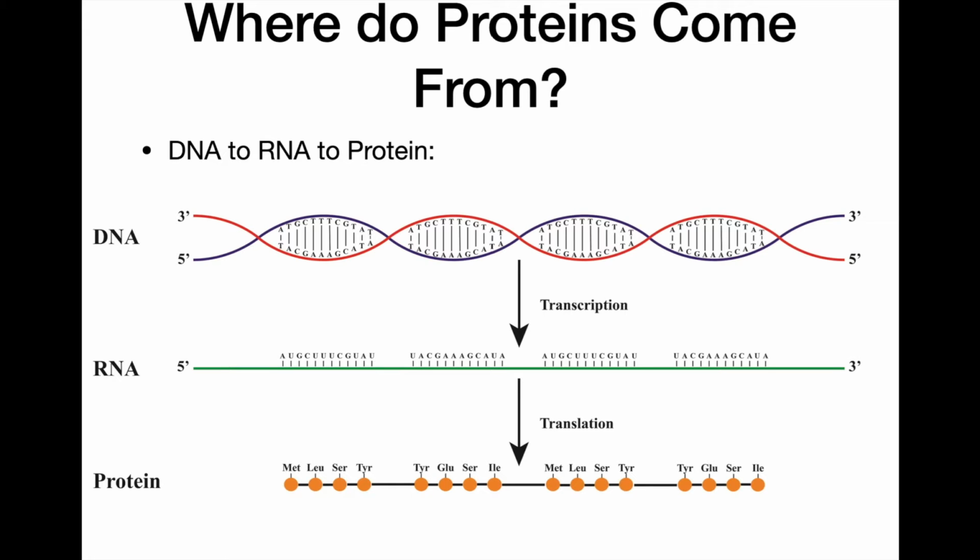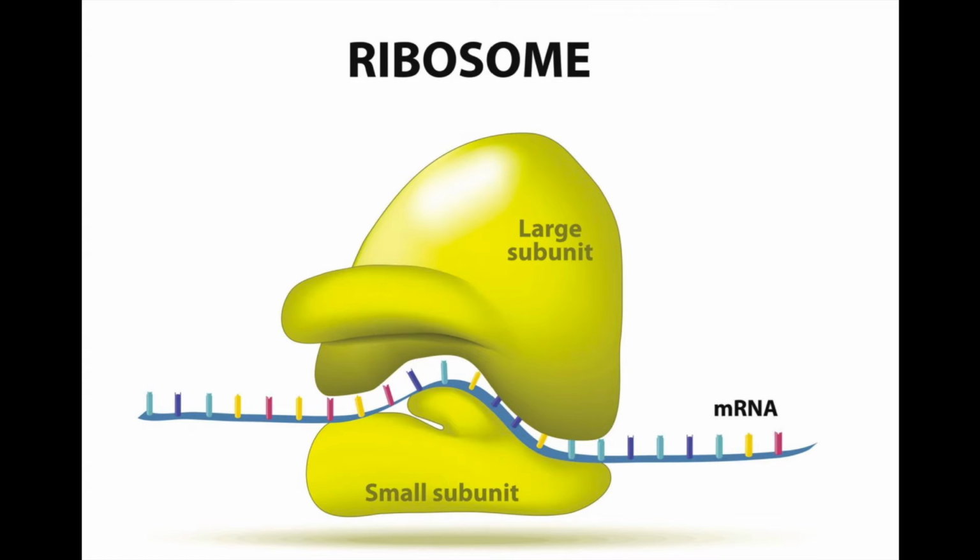RNA is just a copy of DNA. When we make a copy of DNA, we call that transcription, and the result is RNA. And RNA, as you can see, is single-stranded. It's just one long strand. DNA is double-stranded. And when we take that RNA, ribosomes use it to make protein, and we call that process translation.